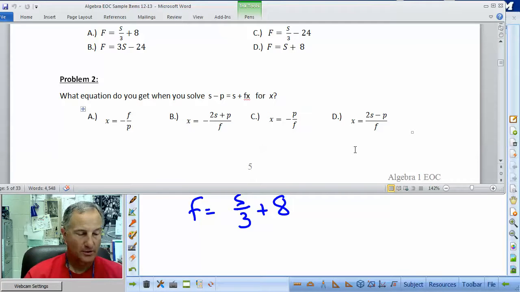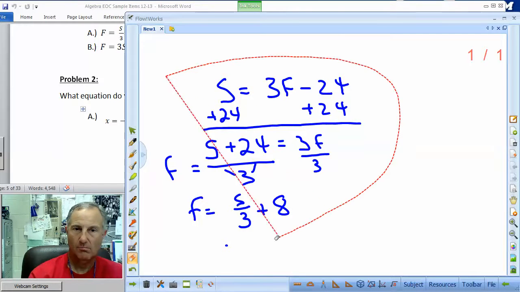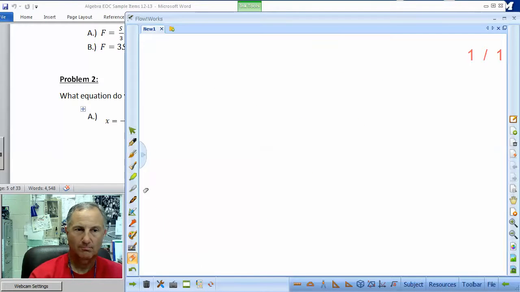Problem 2 here in A 3.3. What equation do you get when you solve S minus P equals S plus Fx for X? So we're solving for the X right here. Remember that's F times X right there, so that's multiplication. So here we go.